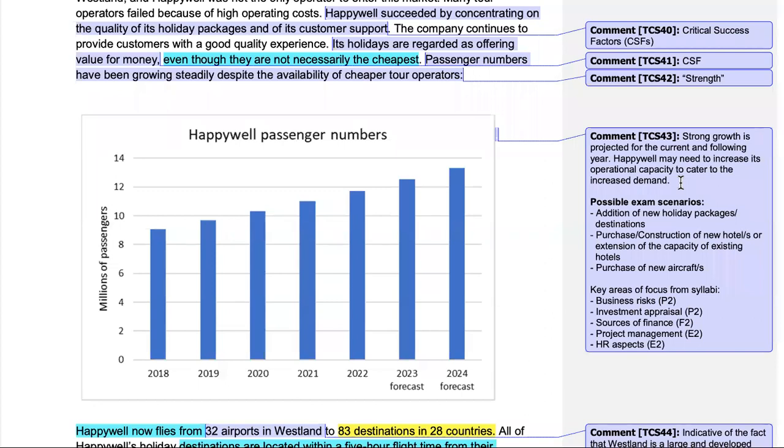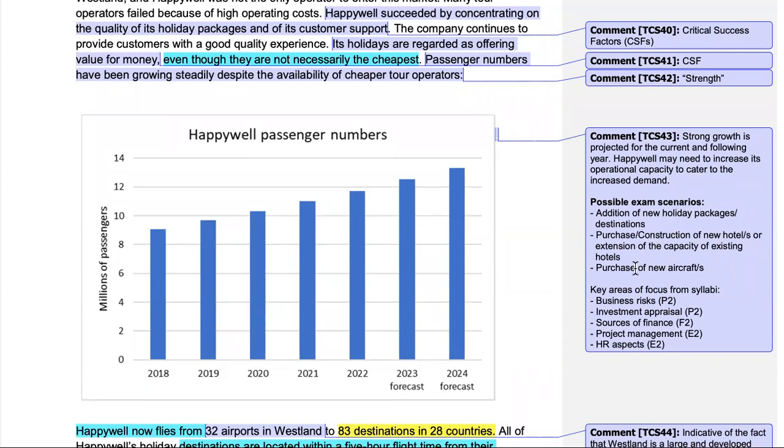So based on this information, I've predicted possible exam scenarios. There could be a question or a scenario based on addition of new holiday packages or destinations, because we are offering a set of holiday packages, but as I was telling you earlier, when we looked at industry dynamics, customers are looking for customization. So in such a context, we can focus on niche markets. When focusing on niche markets, we have to improve our holiday packages or bring in new services as well as products into our holiday packages. So a similar exam scenario can be thrown at you.